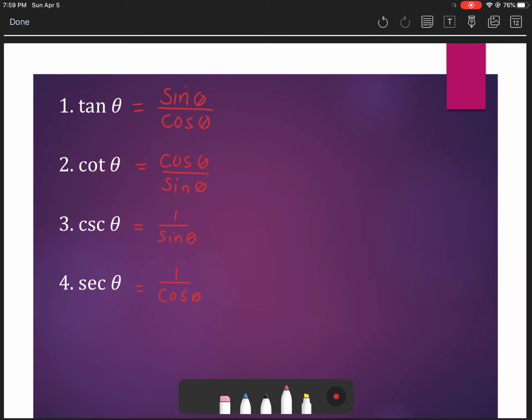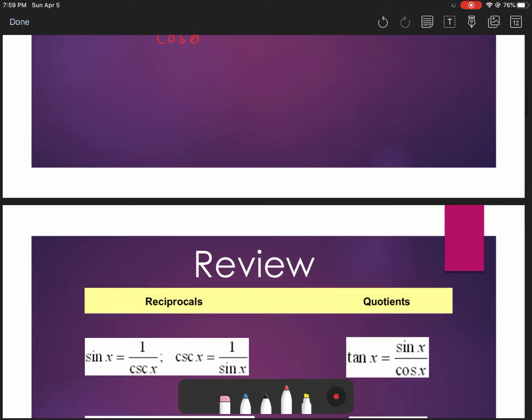This exercise is really to help you moving forward understand that you can express these functions in different ways, and that's going to help us with today's lesson.